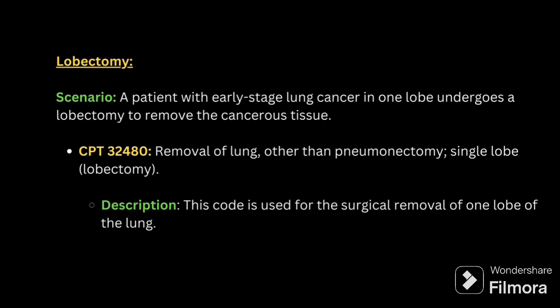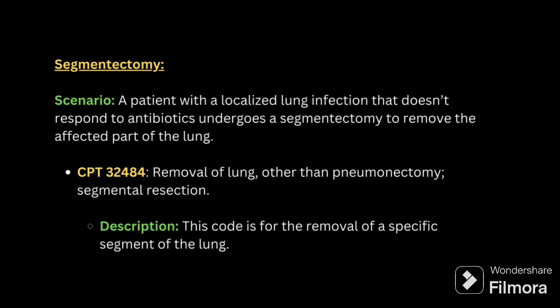Next, lobectomy. A patient with early stage lung cancer in one lobe undergoes a lobectomy to remove the cancerous tissue. For this, we are coding 32480, removal of lung other than pneumonectomy, single lobe lobectomy. The description of this code is used for surgical removal of one lobe of the lung.